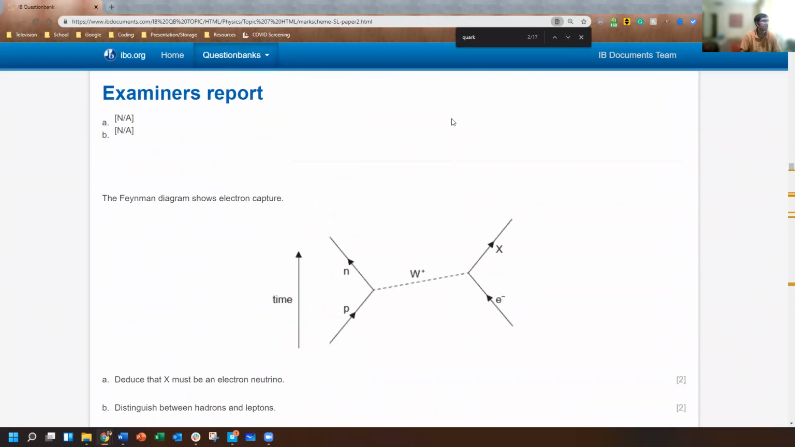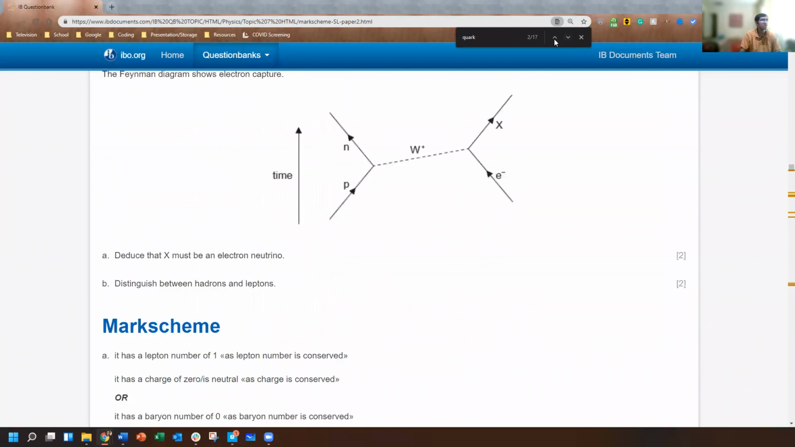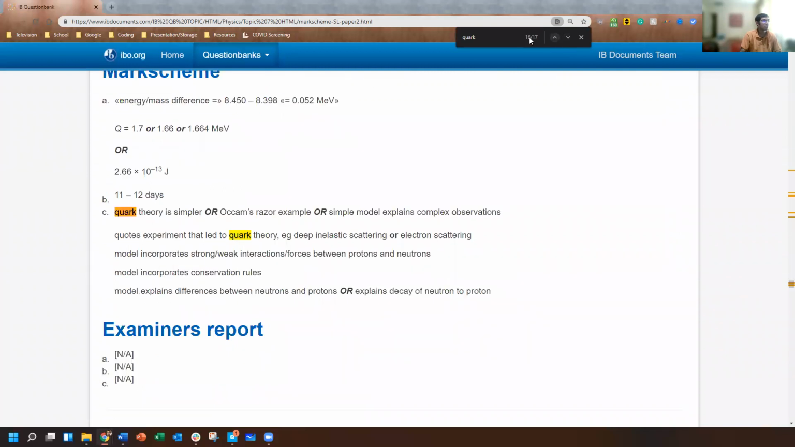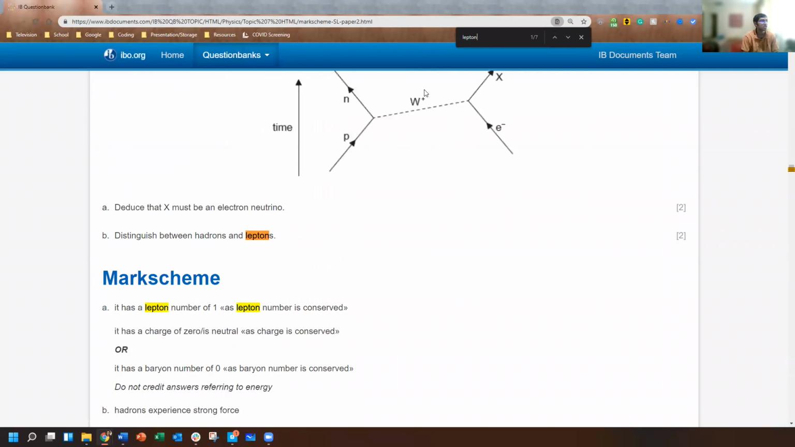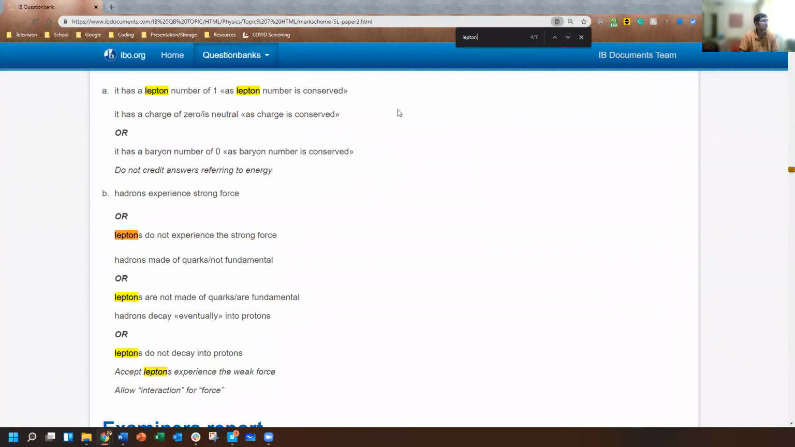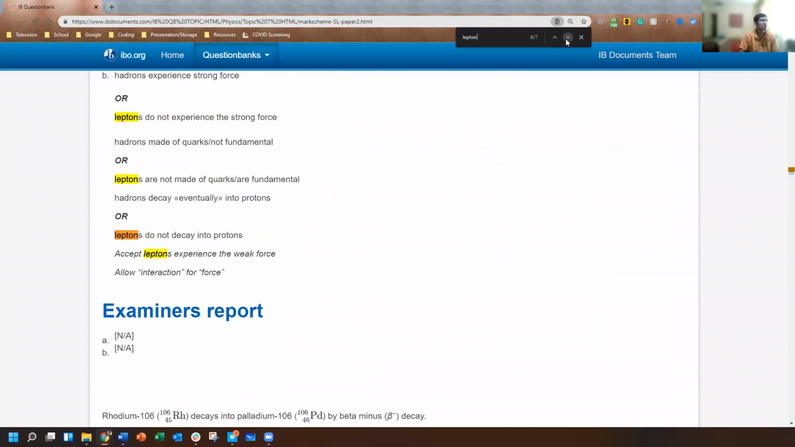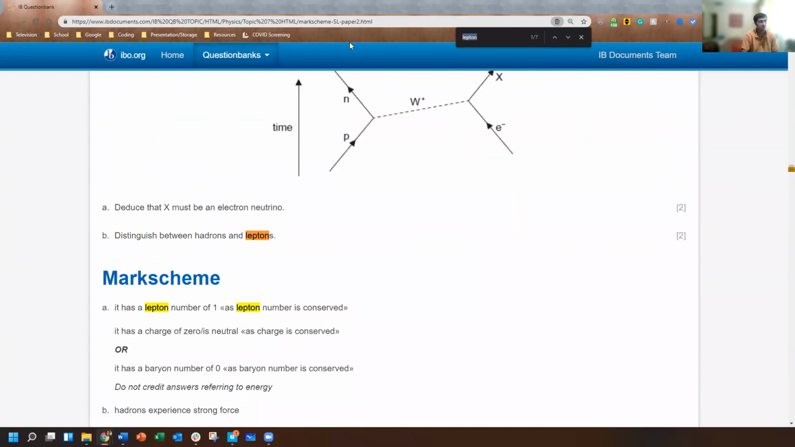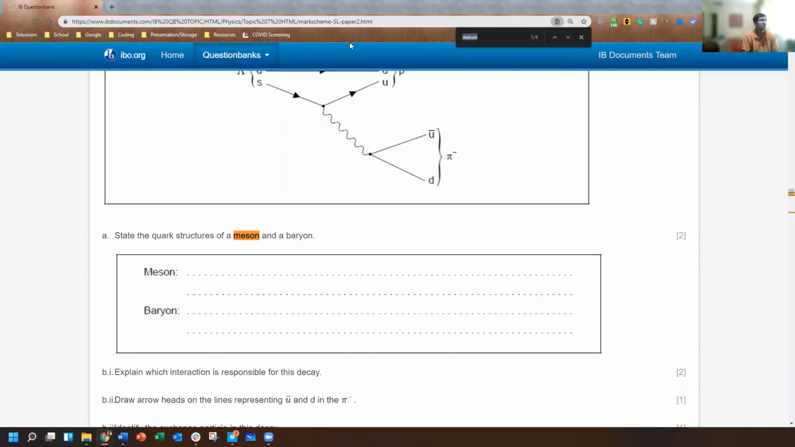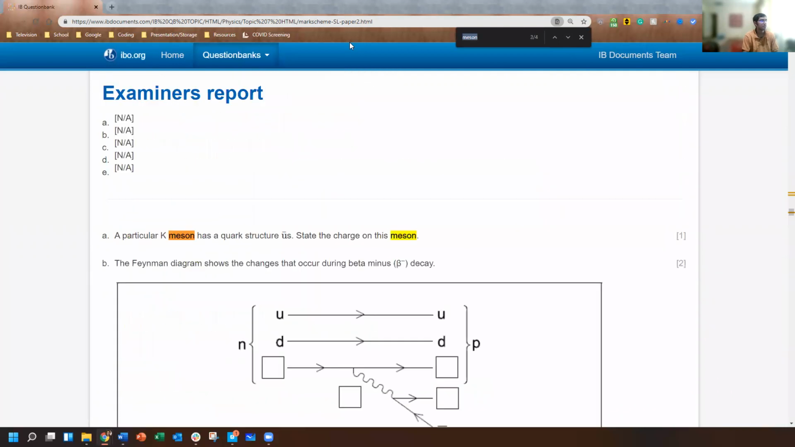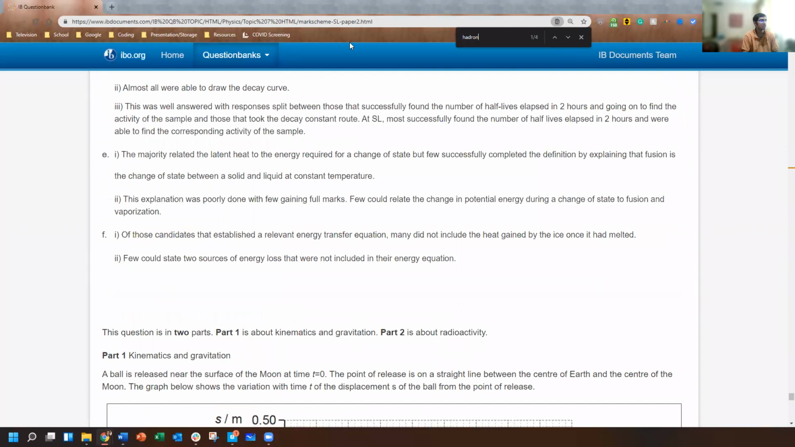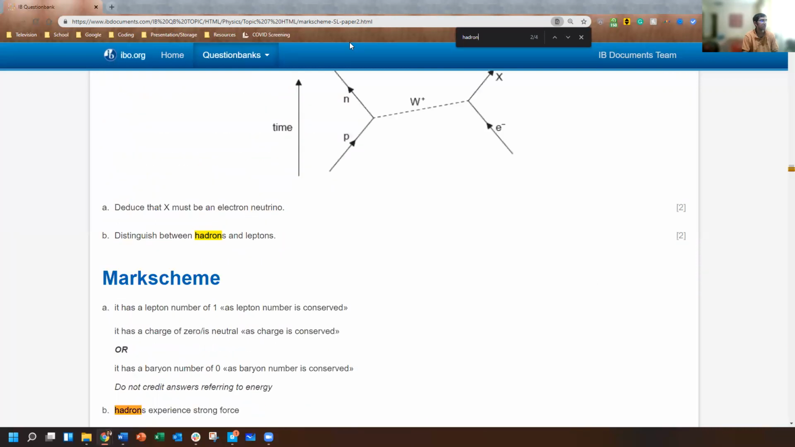Did we do this one? Shows electron capture. We did do this. Okay, I think we've covered all the ones in quarks. Let me see if there are any more. Let me search the word lepton. We've done that problem. Leptons, and we've done that problem too. Okay, good. Meson, we've done that. We've already done that. Hadron. Yep. Okay, we've done all those.